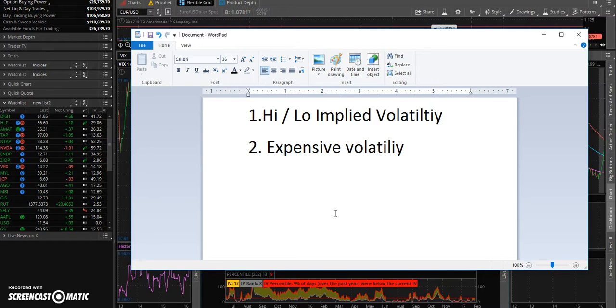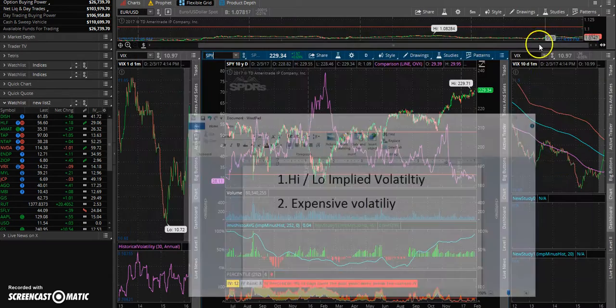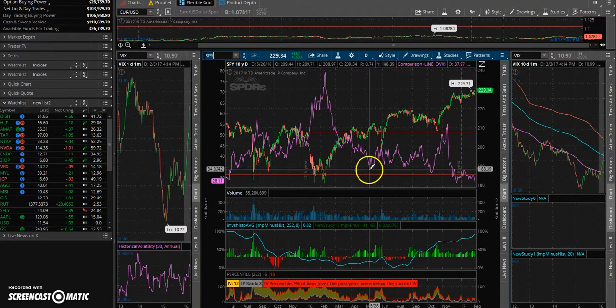Maybe you guys can fix it for me, make it better. But basically, this indicator is implied minus historical as an average.